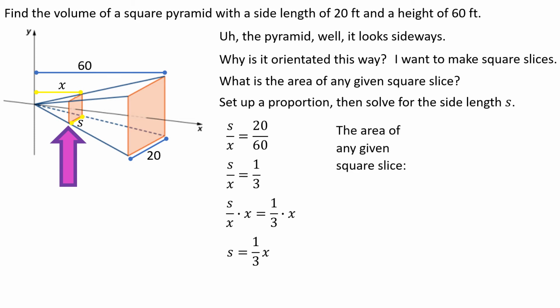So the area of any given slice, well, I know the area of a square is just S squared. If I know the length of the side, I just square it and I get the area of the square. So I need 1/3 X times another 1/3 X. Well, 1 times 1 is 1, 3 times 3 is 9, X times X is X squared. That is the area of any one given slice.